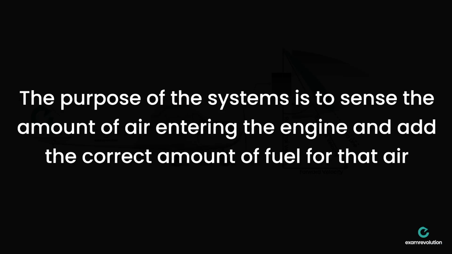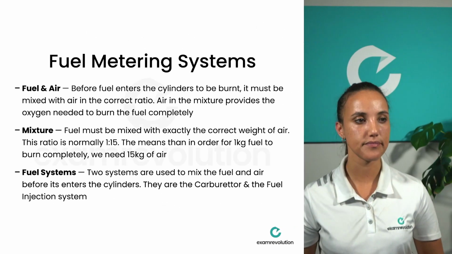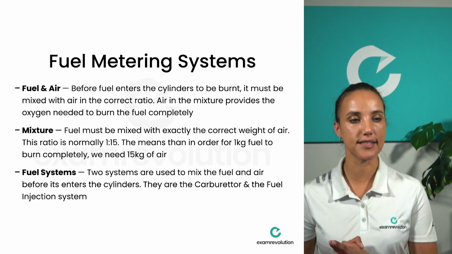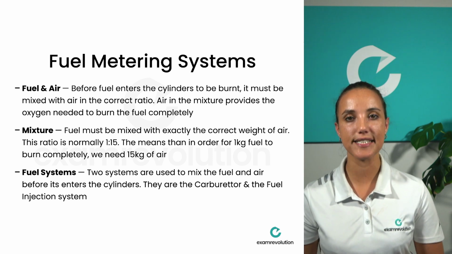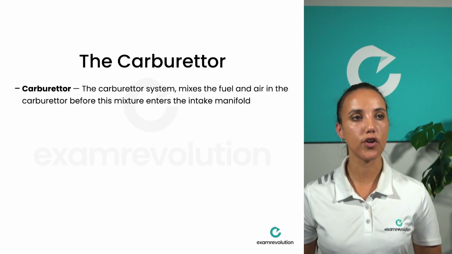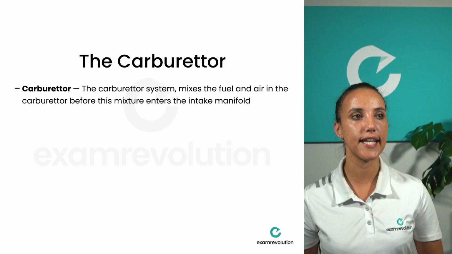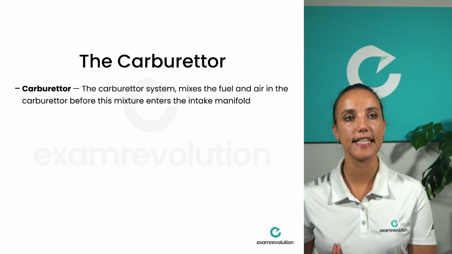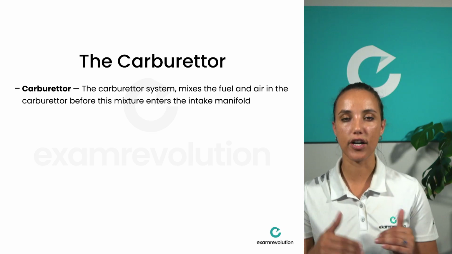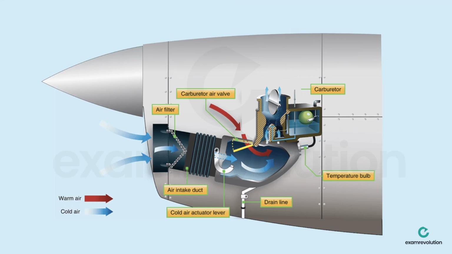So the purpose of the fuel metering systems is to sense the amount of air entering the engine and add the correct amount of fuel for that air. Now, there are two systems used to mix the fuel and air before it enters the cylinders. They are the carburetor and the fuel injection system. The carburetor system mixes the fuel and air in the carburetor before this mixture enters the intake manifold, so that's before it reaches the inlet valve of the engine.